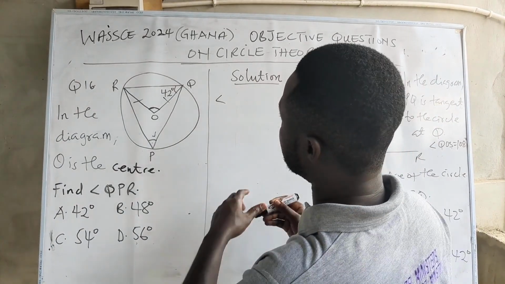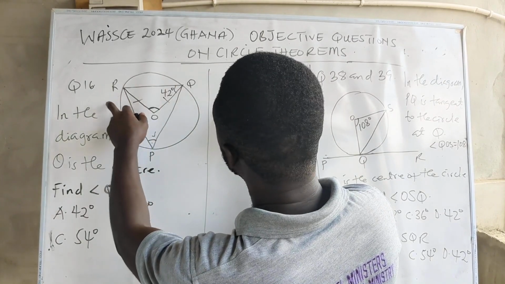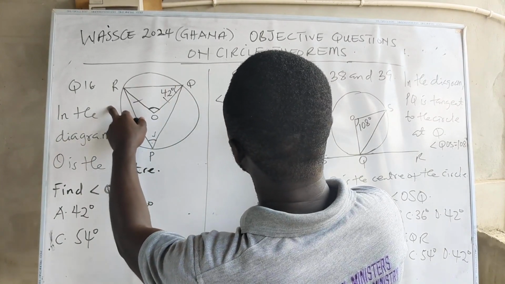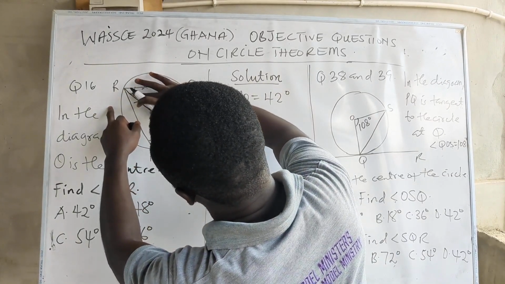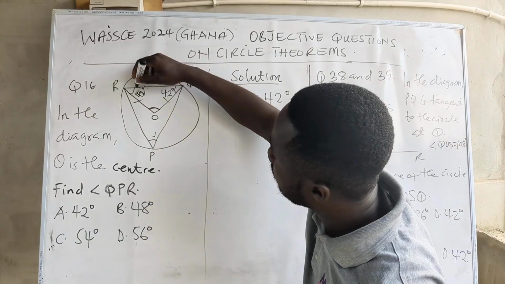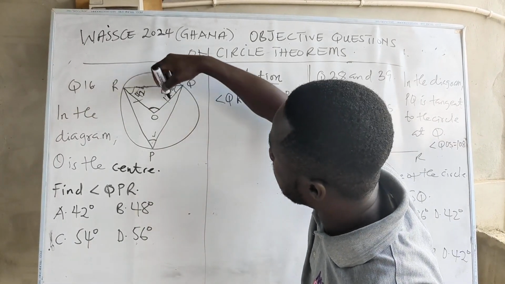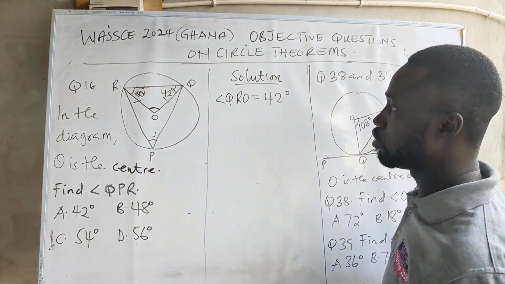So we can say that angle QRO is also equal to 42 degrees. So the angle here will also be 42 degrees, since this side is the same as this side. This is a radius, this is a radius. So here is going to be 42.